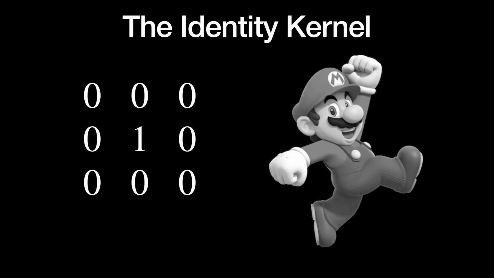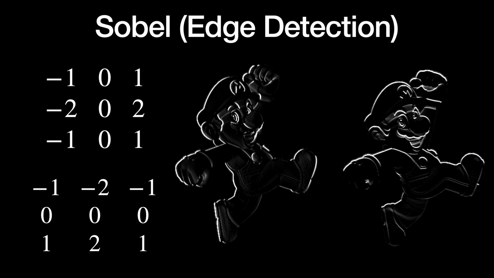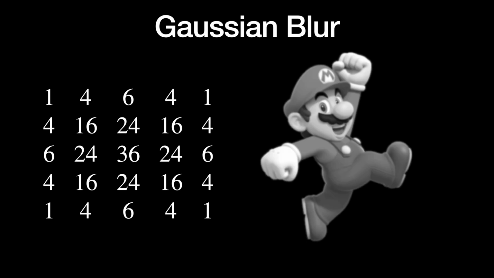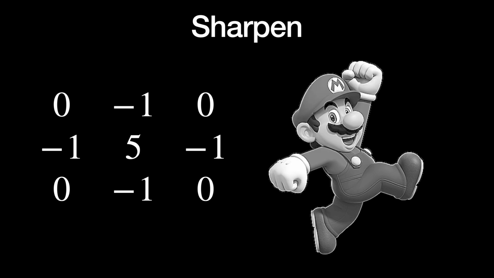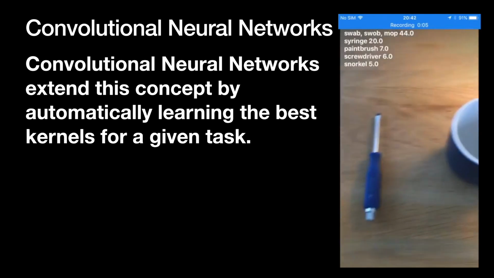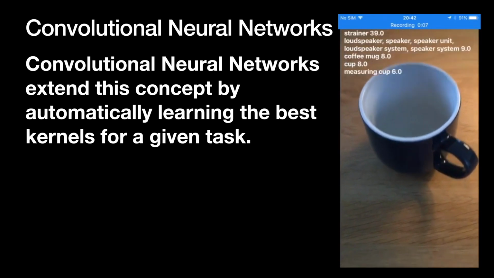So, what are some common kernels? Well, we've got the identity kernel, which does nothing, so it's not very interesting, but it is very good for testing. We have the Sobel edge detection kernel. There's one for vertical lines and one for horizontal lines. We can combine these together to get the magnitude of the edge and the direction, which is pretty handy for some algorithms. We have the classic Gaussian blur that we saw earlier, and there's also sharpen. There's many more well-known kernels, and basically we can create new ones to detect or highlight particular features in our images.